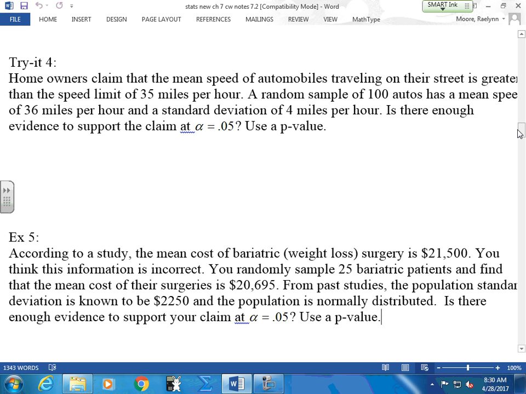Okay, this is a different one. Okay, this is a good one. This is a greater than. I just didn't want to do another less than. Okay, homeowners claim. Here's my claim.